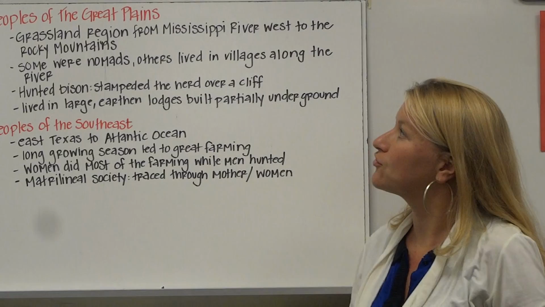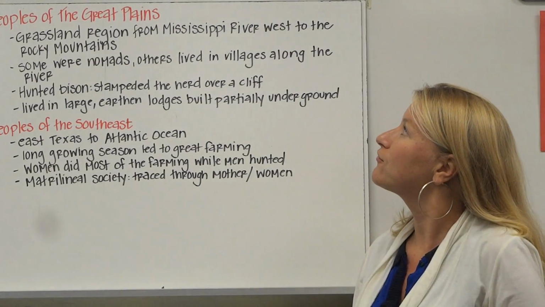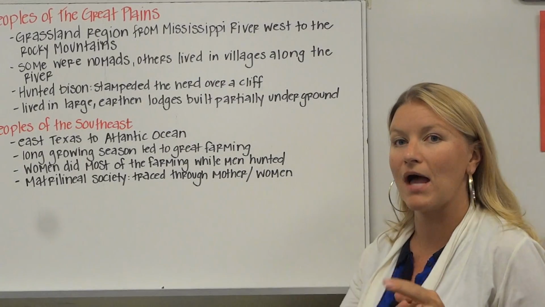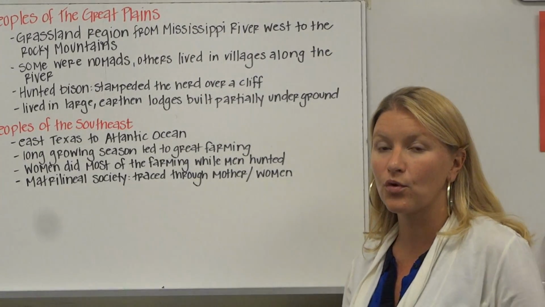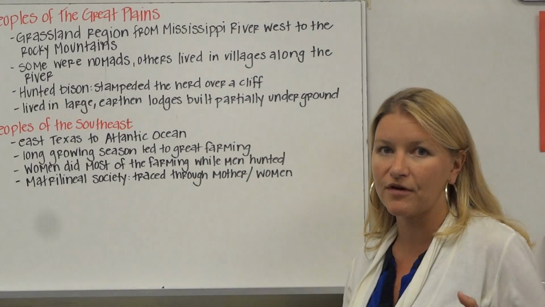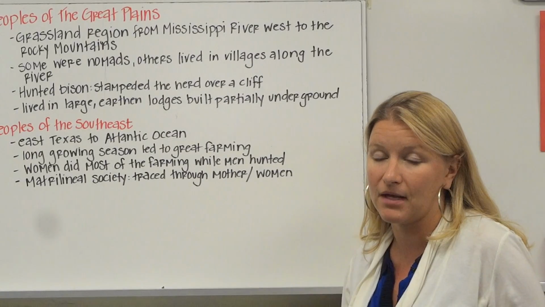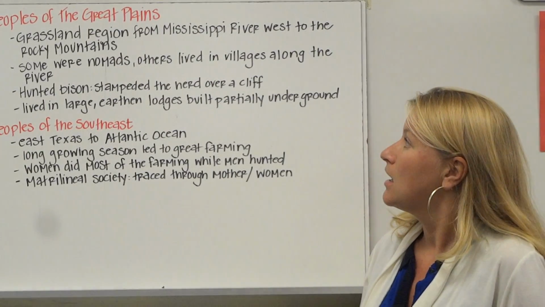The people of the Great Plains. So that's the grassland region that went from the Mississippi River west to the Rocky Mountains. A lot of those people were nomads. Some of them lived in villages along the river because it allowed for easy farming, but the majority of them followed their game or followed the hunting.